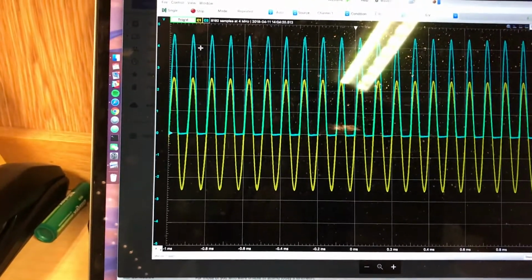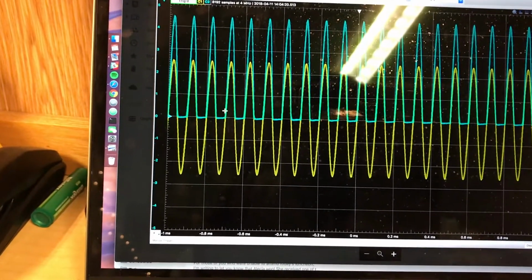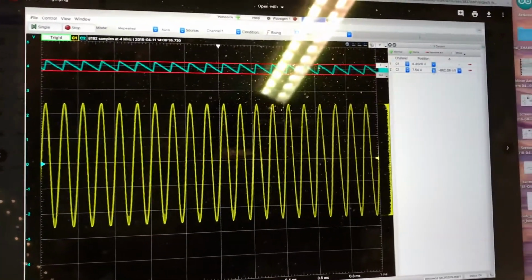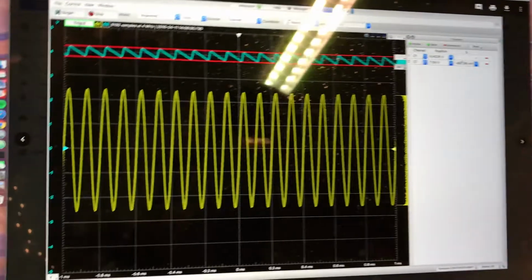When we take out the capacitor, we see just a normal rectified curve. And using the cursor function, we can actually measure what this ripple voltage is.